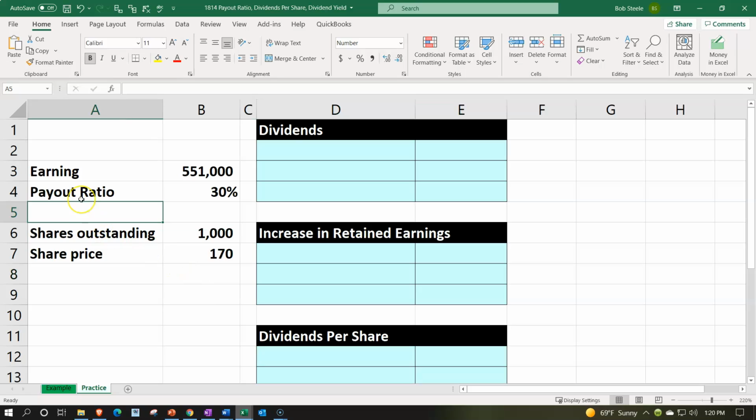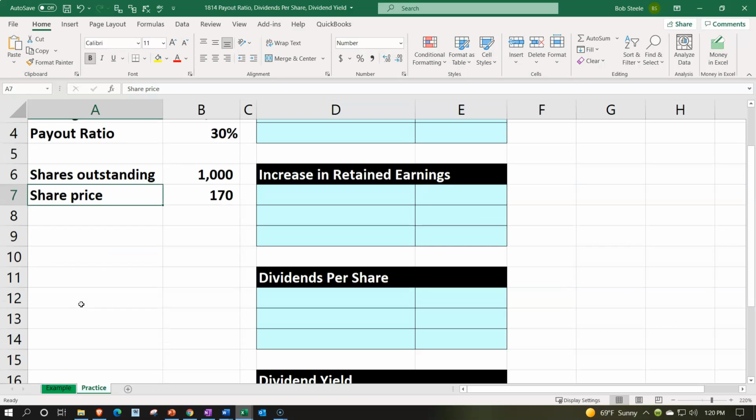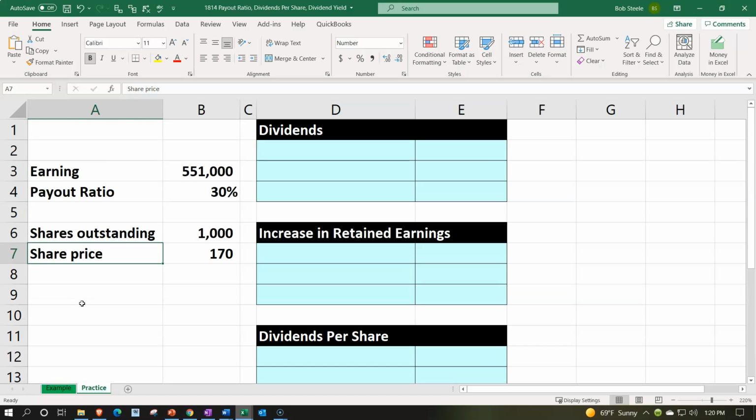Information, we have the earnings, which is in essence the net income, the payout ratio, which, as it sounds, is going to be the percent of the payout, meaning if we look at the income that we have, what percentage would be paid out, the paid out portion being the dividends, the amount not paid out then being the increase in the retained earnings. Then we're going to imagine shares outstanding at the 1,000, share price at the 170 to help us then figure out the dividend yield down below.